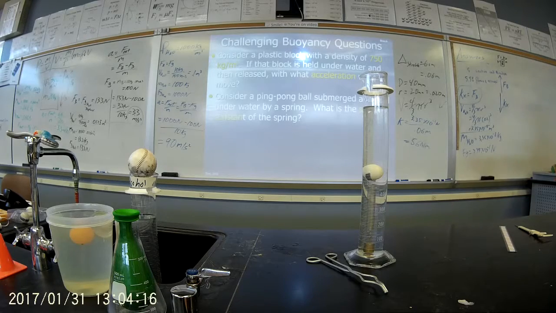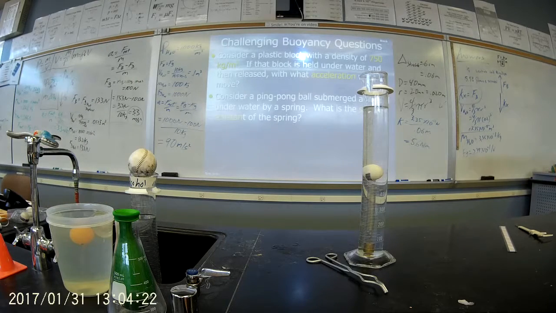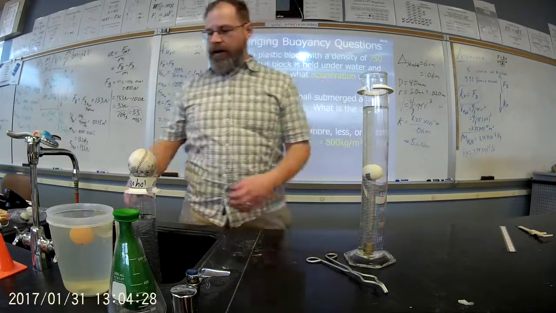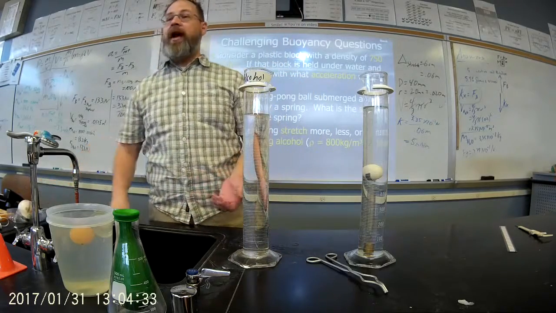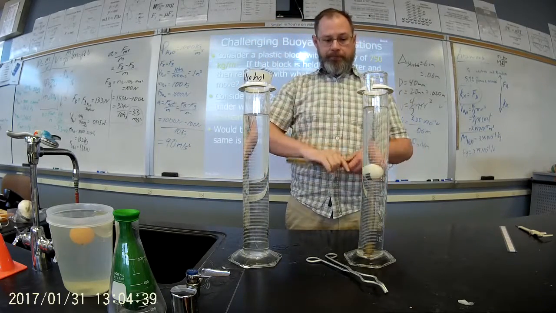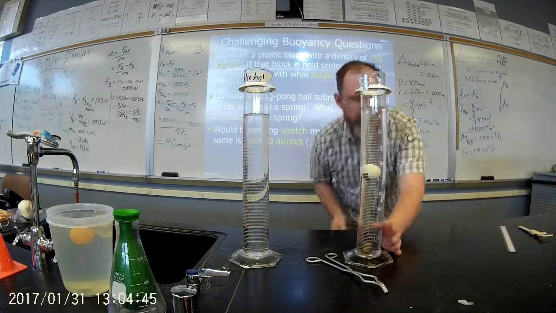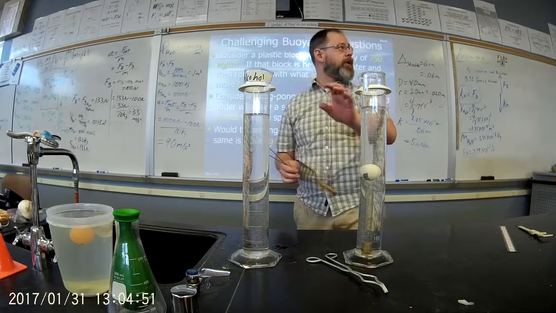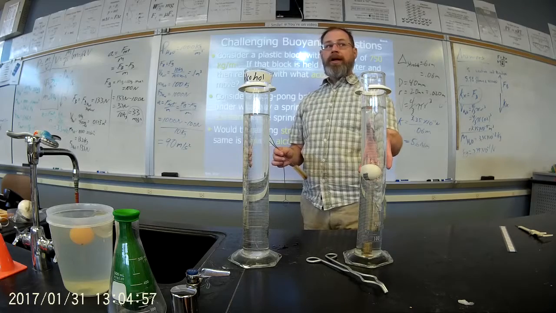Okay, so one more question, then we're done for the day. This is actually a lot of fun, and we got to go kind of fast. The question is this. I'm going to take my ping pong ball and spring out of water and put it into isopropanol. Isopropanol, if you remember, has a density of 800. So water is 1,000, isopropanol is 800. Right now, the top of it is sitting at about the 610 milliliter line. What I need to know in the next 3 minutes is, will the spring stretch more or less?